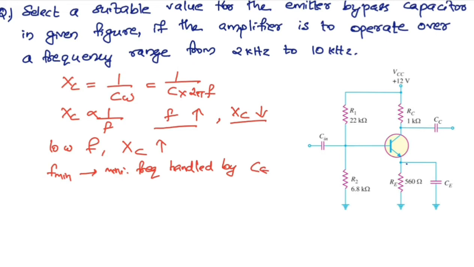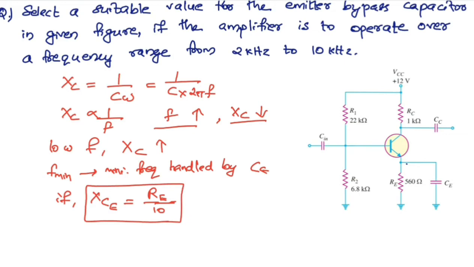Ce is considered a good bypass at F minimum if we design in such a way that the capacitive reactance Xc is Re by 10. So this is our condition. We have to design the capacitive reactance Xc as 1 by 10th of the emitter resistor Re, so that we can consider Ce as a good bypass at F minimum.